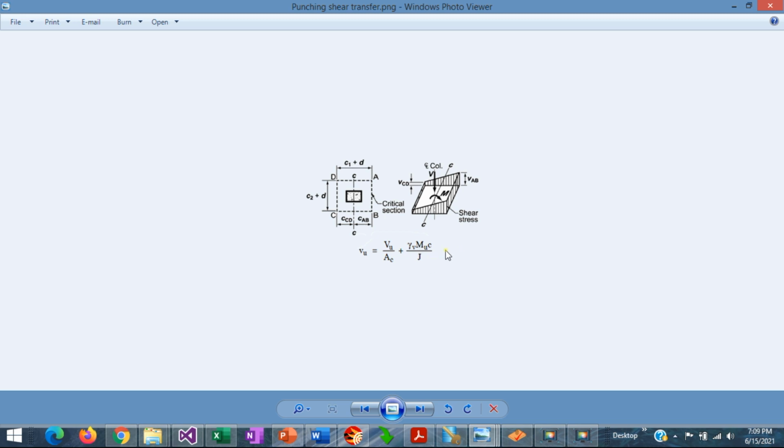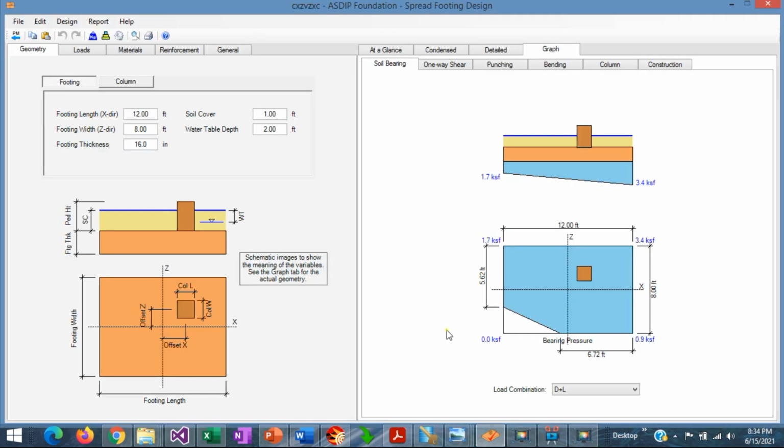For biaxial bending, a third term can be added for the moment in the other direction. In this equation, vu and Mu are involved, so it's more convenient to compare the punching shear in terms of stress rather than in terms of force or in terms of moment. For this reason, in ASDIP Foundation, the punching shear will be shown in terms of stress rather than force or moment. I have prepared an example in ASDIP Foundation to illustrate the design of a typical spread footing.